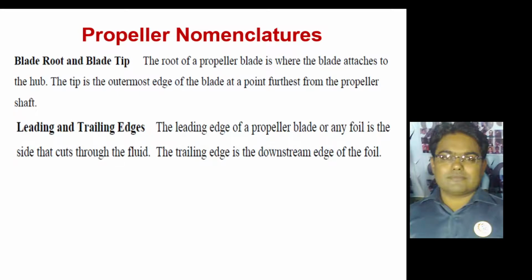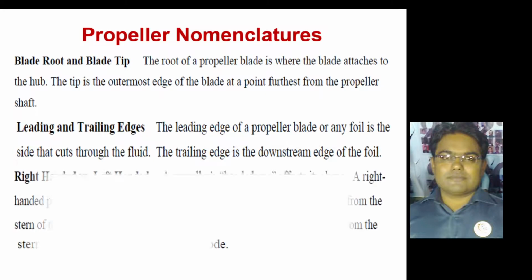Leading edge and trailing edge. If you look at the cross section of a blade, there is an airfoil. The leading edge of a propeller blade or any foil is the side that cuts through the fluid. So fluid is entering through the leading edge, which is facing the flow, and the trailing edge is the downstream edge of the foil.